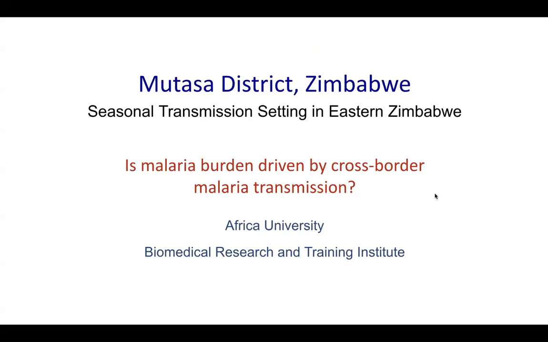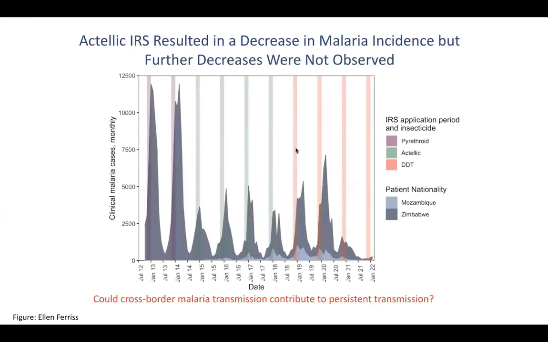I next want to very briefly move to Mutasa District on the border with Mozambique. Next slide. This shows health facility cases, passive case detection for malaria, similar to the slide I showed earlier for Chilenge. The bars represent different rounds of insecticide. And what we saw was that the malaria burden went down with the introduction of Actellic IRS, but stayed high and even increased more recently and then dropped off. And we're still trying to understand that drop off.